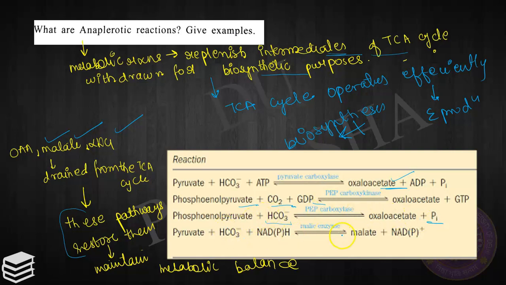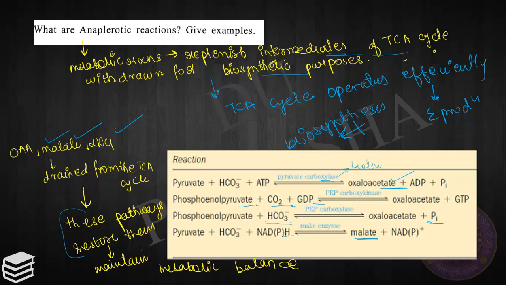Then we have malic enzyme. What does malic enzyme do? Malic enzyme replenishes malate from the pyruvate when pyruvate reacts with bicarbonate and undergoes a reduction reaction in the presence of NADPH or NADH to form malate, which leads to the formation of NAD plus or NADP plus. These reactions maintain the TCA cycle's activity despite metabolic drain.